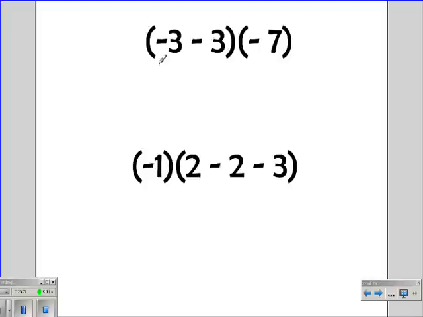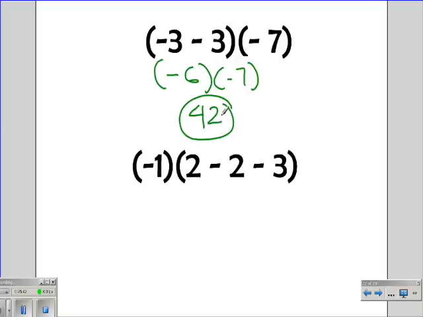Okay, coming back, I'm going to work it within these parentheses here first. Negative 3 minus 3 means I'm moving to the left 3, so that's going to be negative 6. A negative times a negative is going to be a positive, and 6 times 7 is 42.